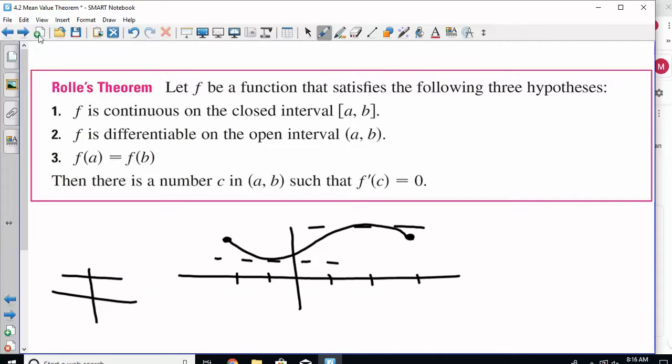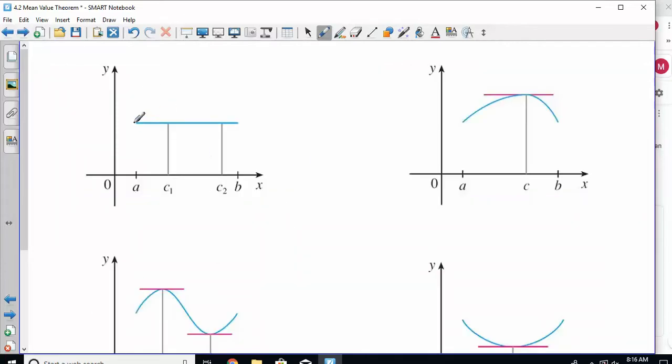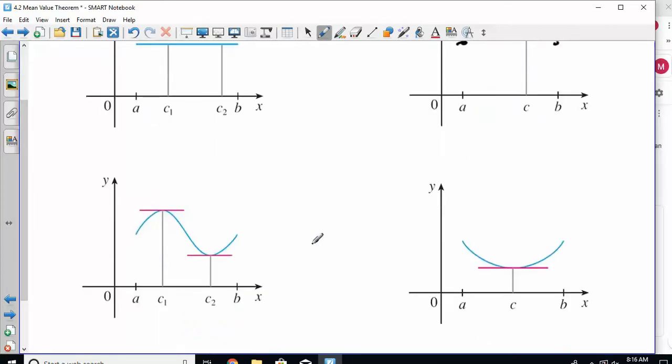Alright, so the next slide I just had some of those pictures like I just drew there. If it's a horizontal line, it's always 0. You could have a single max, you could have the one like I did where it had both, you could have a single min. It doesn't tell you how many there will be, but there's at least one.